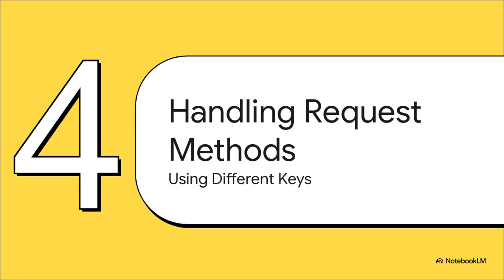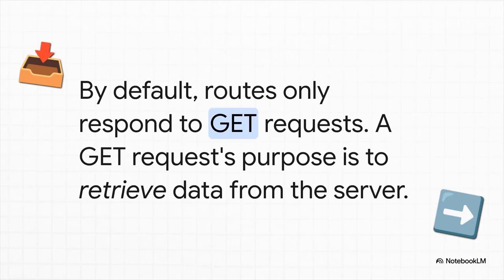Okay, so up to this point, we've only been getting pages, just viewing them. But what about when the user needs to send us data, like when they're filling out a login form or submitting a comment? Right. So by default, every route we've created so far only listens for what's called a GET request. That's the standard request for just retrieving data. But to handle something like a form submission, we need to be able to accept a POST request. So we have to explicitly tell our route to allow that.